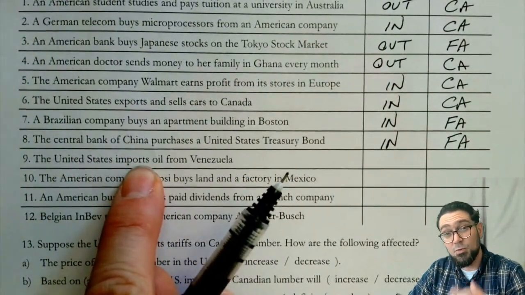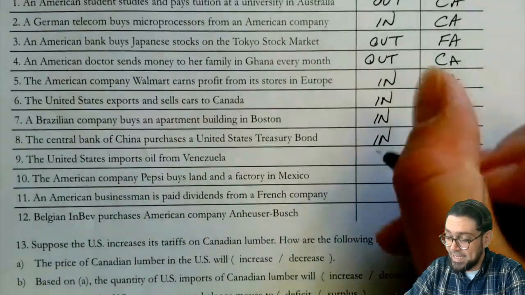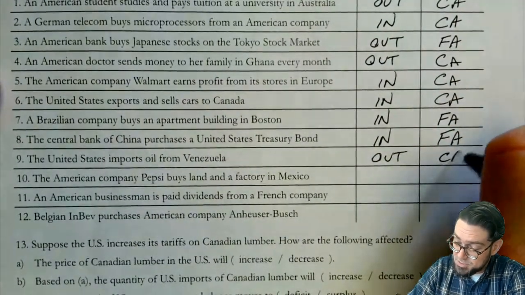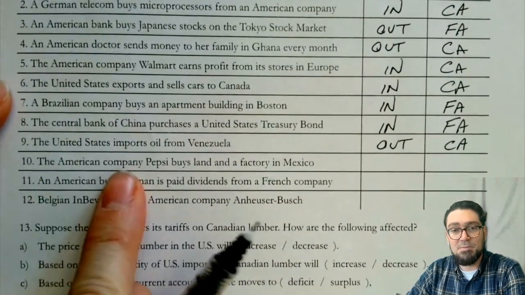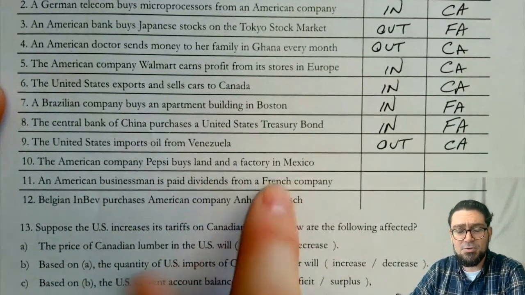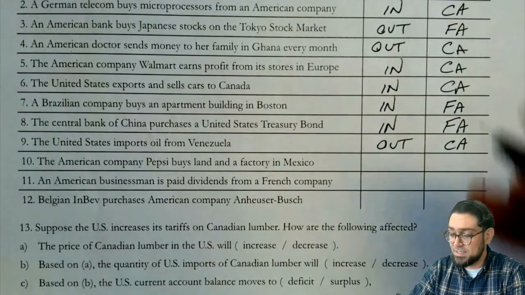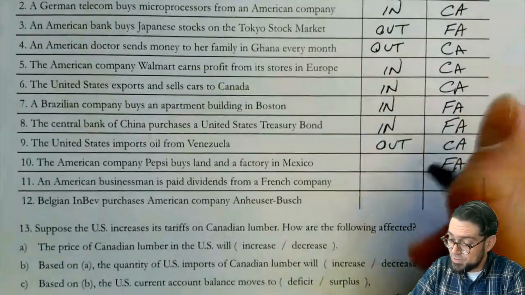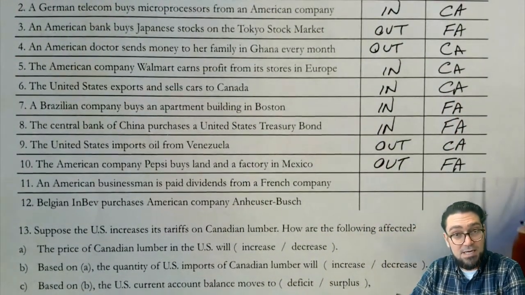The US imports oil from Venezuela. This one's tricky. We're buying the oil, which means our money is flowing out. And that is a net export, so it's current account. The American company Pepsi buys land and a factory in Mexico. They're buying real estate, so we know that it's the financial account. And we would also know it's an outflow because the money's flowing to Mexico.